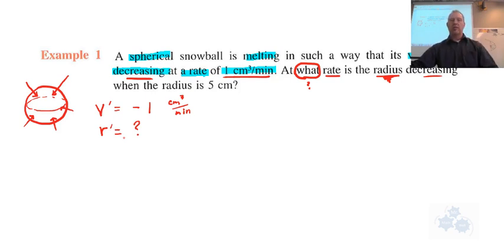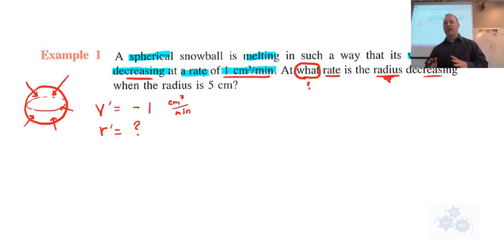Those are the first two things. The third thing in every question like this is that it'll tell you at a certain point in this whole process when you want to find this specific rate. For example, the radius might not be changing uniformly over time. It might be changing very slowly at the beginning, and then as the snowball gets smaller, the radius might be changing quite a bit as it comes to nothing. So how the radius changes varies over time.